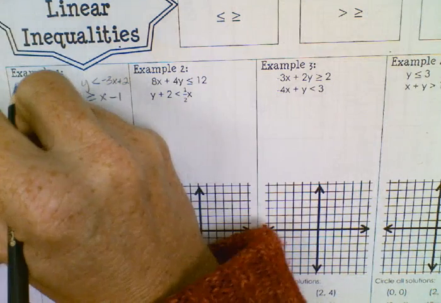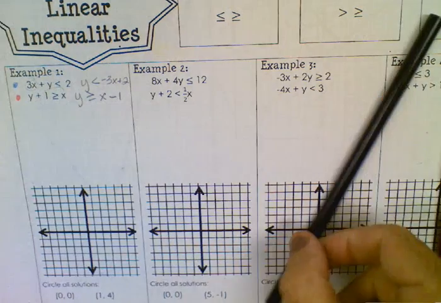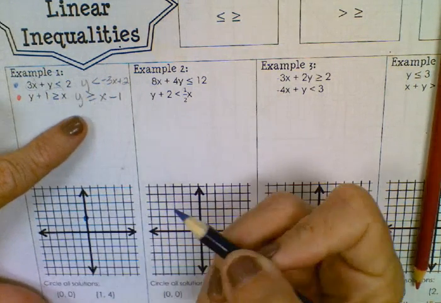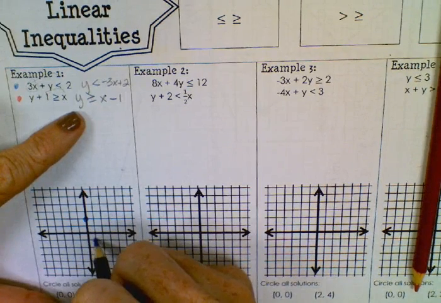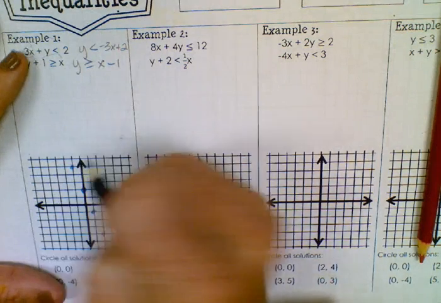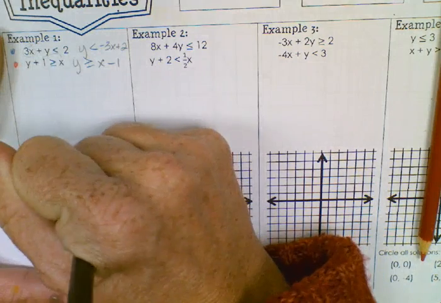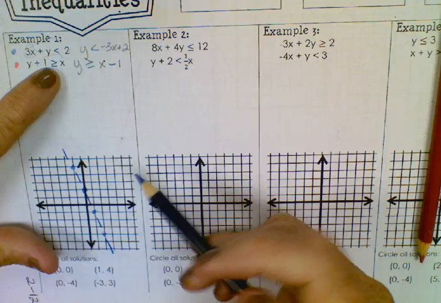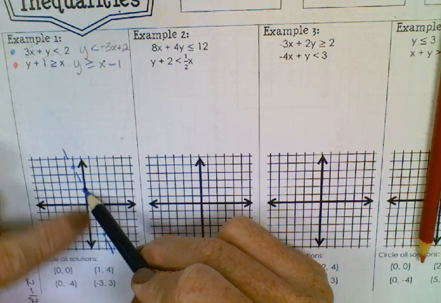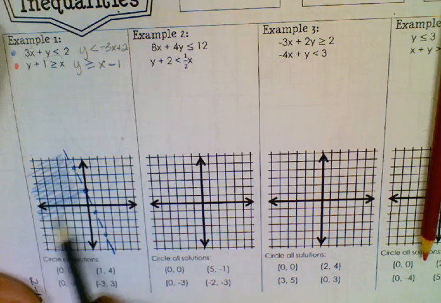So I'm going to graph this in blue and this in red. We'll see what happens. So y equals negative 3x plus 2. I'm going to begin at the 2, and I'm going to go down 3 and over 1, all the way down, or I could have gone up 3 and over 1 to the left. I know that that needs to be a dashed line because it's only a less than, not a less than or equal to. And because it's less than, I'm going to go to my intercept, pick a number less than 2, which would be anything below that. So that is going to get shaded right here.